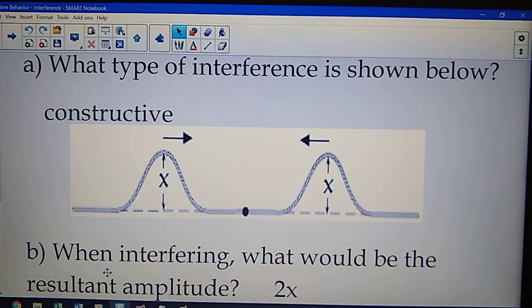Well, we're showing both crests here. They are moved towards each other, they're both crests, which means it would be constructive interference. They would add their amplitudes. Because each amplitude is x, that means the interference pattern would have an amplitude of 2x, or twice as much.